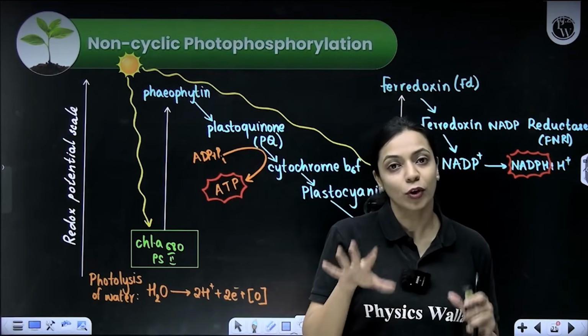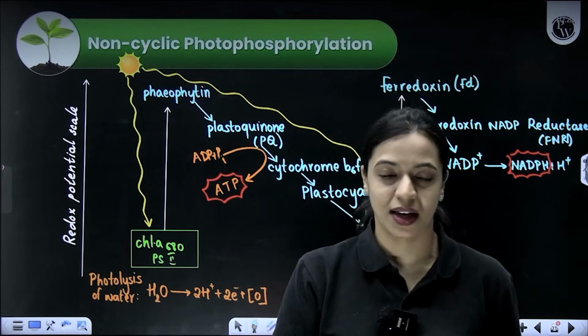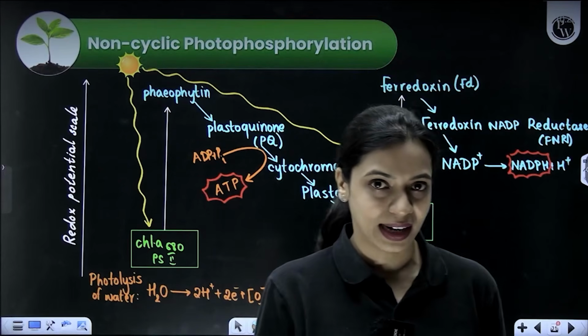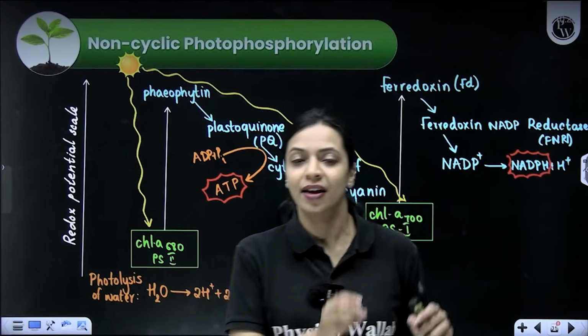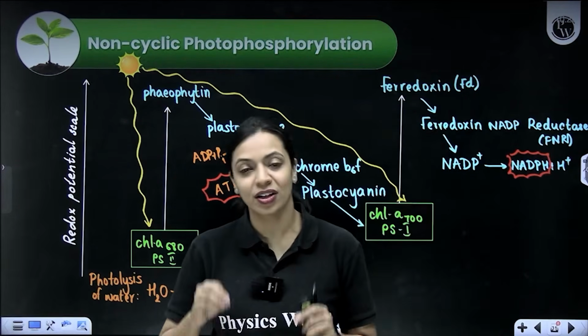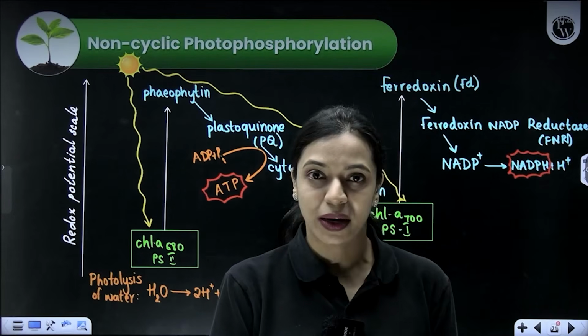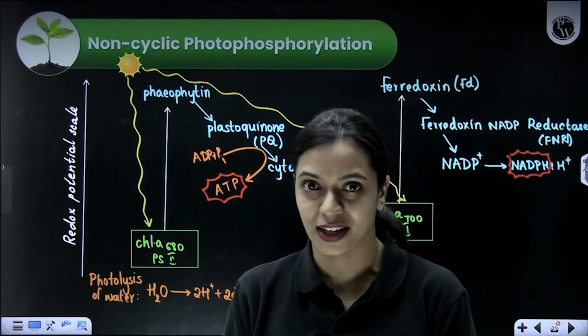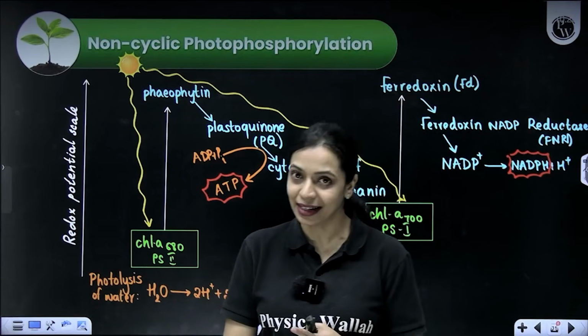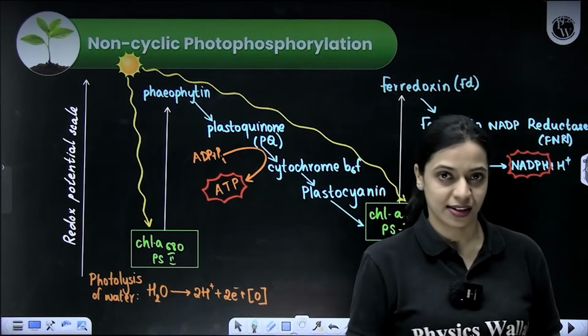Okay, so photophosphorylation can happen in two ways. I told you that ATP synthesis happens in light reaction, right? So that process, ATP synthesis during light reaction can happen in two ways. The first one is called non-cyclic photophosphorylation and the second one is called cyclic photophosphorylation. So we'll try and understand that.